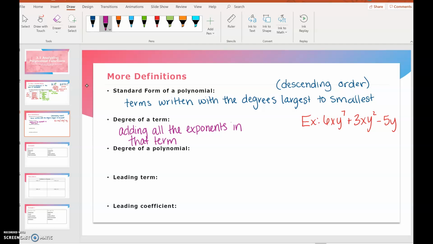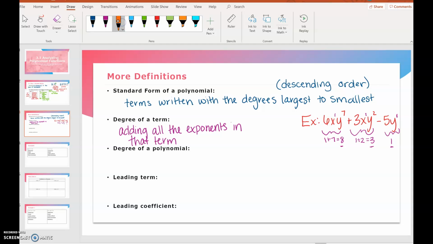Okay, so for instance, this is one term right here, and I would need to do the 1 plus 7. And so the degree of this one right here would be 8. And then this one, we have a 1 here again, and so it would be 1 plus 2, which is 3, and then this one is 1. So the degree of this one here is 8, this one is 3, this one is 1, and so this is in standard form because it goes from greatest to smallest in terms of the degree.